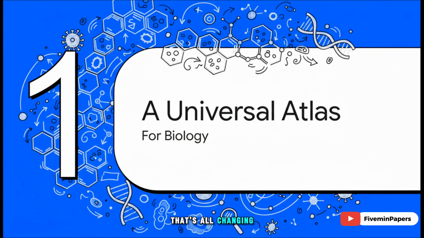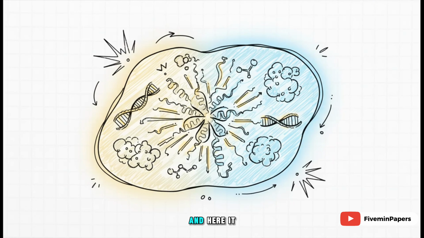Well, that's all changing. The answer, it turns out, is a new tool that's basically a universal atlas for all of biology. And here it is, AlphaFold 3. Now, this is a fundamental leap forward. Why? Because it doesn't just predict the shape of one little protein. No, it predicts how that protein interacts with pretty much everything else in the cell, all at once, in a single unified model. It's a total game changer.